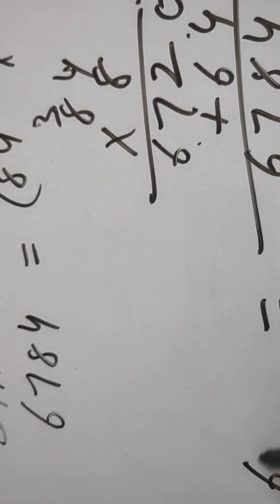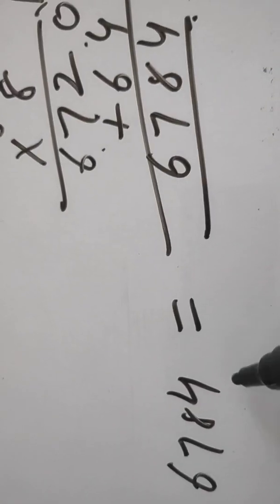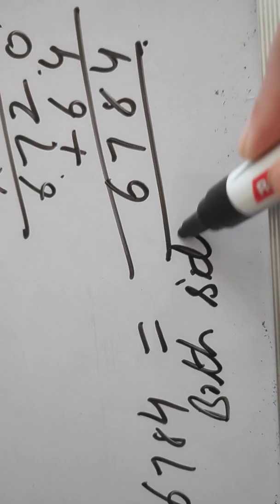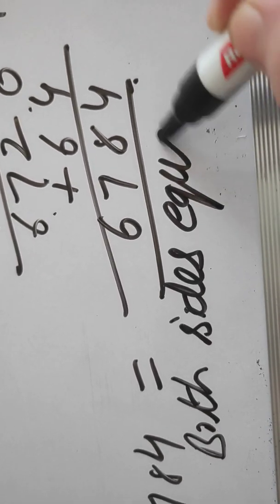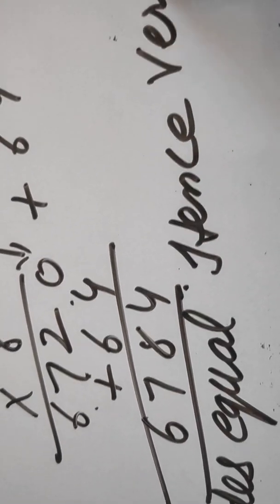Left hand side is also 6784. Both sides are equal. You can write here both sides equal. Hence verified.